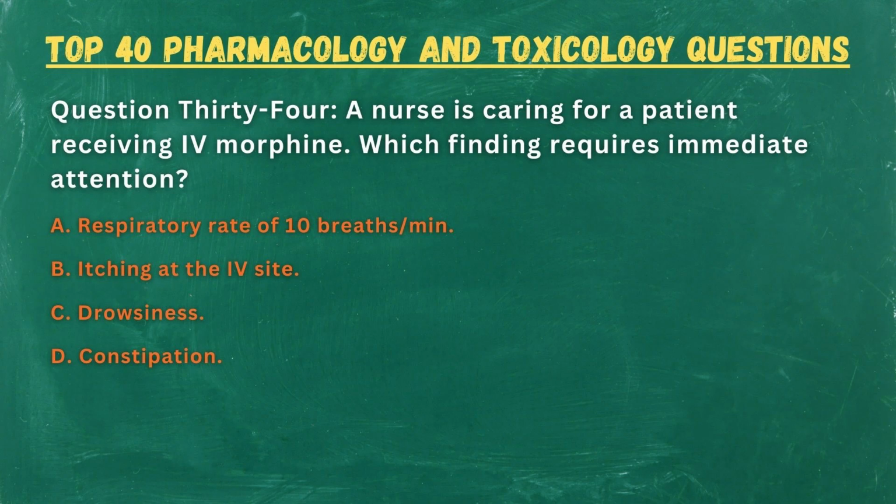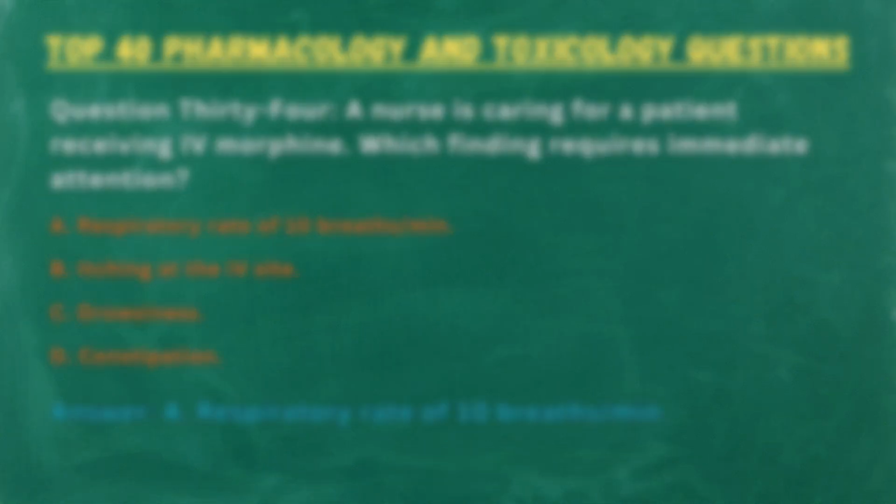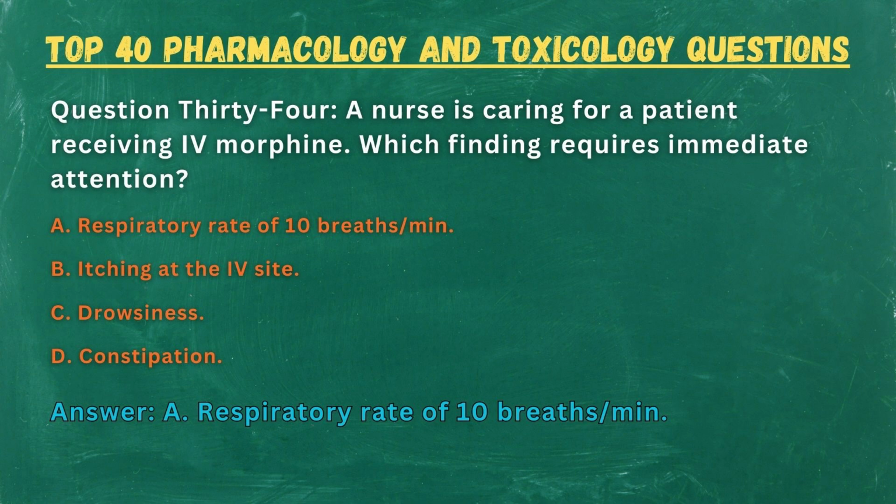Question 34. A nurse is caring for a patient receiving morphine. Which finding requires immediate attention? A. Respiratory rate of 10 breaths/min. B. Itching at the injection site. C. Drowsiness. D. Constipation. Answer A. Respiratory rate of 10 breaths/min.